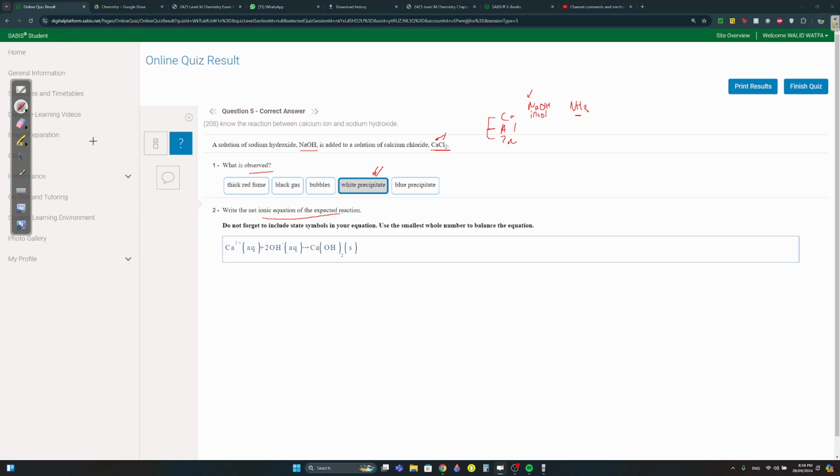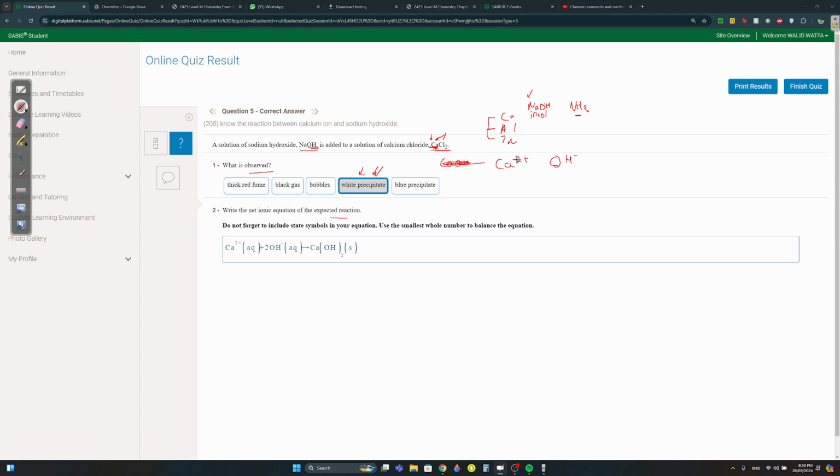Write the net ionic equation of the expected reaction. Net ionic can include only the predominant ions and the precipitate. Now, what's our precipitate? We're getting a white precipitate. Calcium, always the first one mixes with the last one, right? So you're going to get CaOH as your product. But how do we know the formula of CaOH? You have to check the charges. Obviously, it's Ca2+, and OH is always minus.